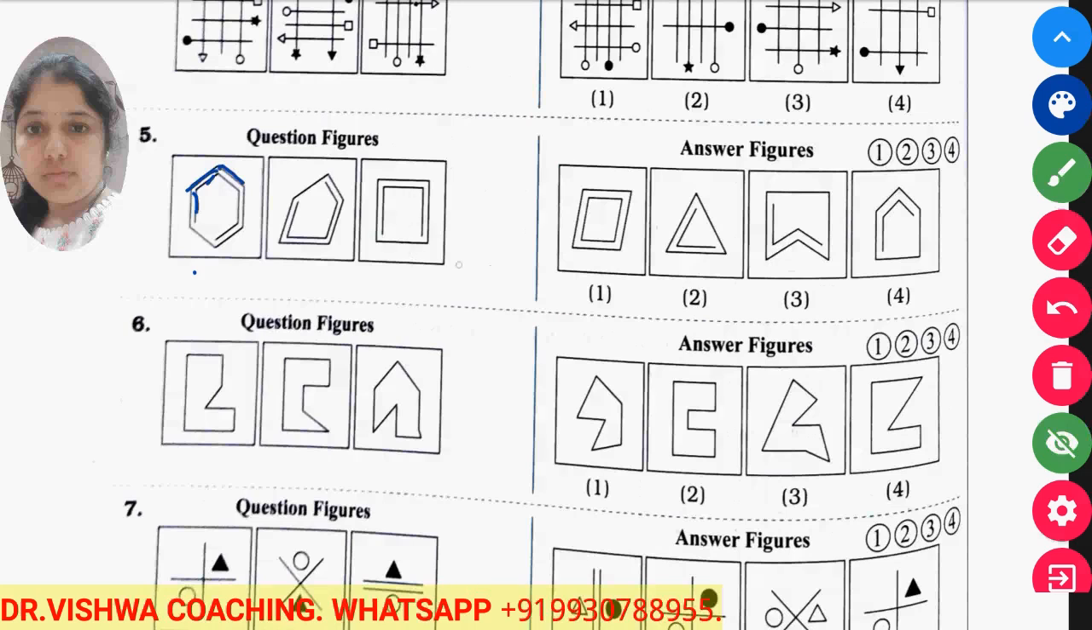The inner border shows one segment less. So here the inner quadrilateral is also complete, so this is wrong. Here a triangle is there and 2 line segments are there, so this may be our answer, but we will check further. Now in this shape, again 3 line segments are there, but it is a 5 line segment shape, so this is wrong. And this pentagon also has 3 line segments, it should have 4, so this is also wrong. So the correct option is option number 2.